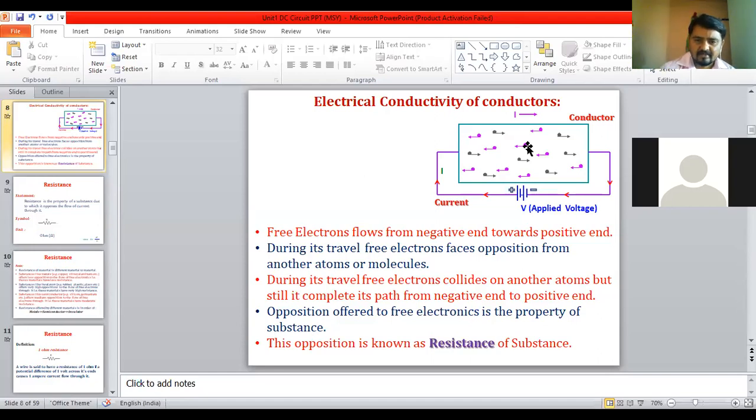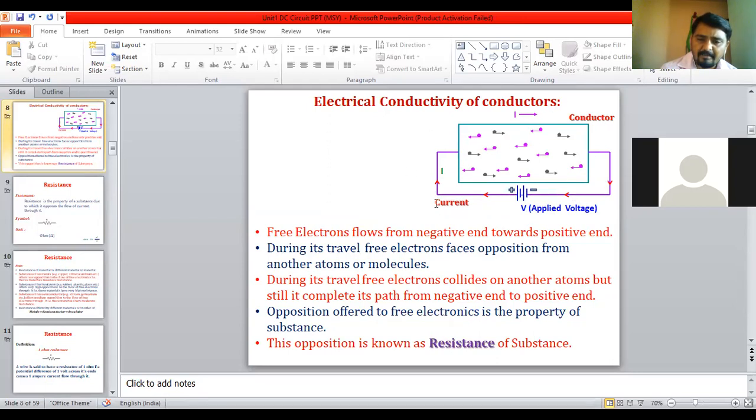Suppose we take any one wire; inside it some free electrons are there. So we have to pass the current. Once we apply the potential difference or applied voltage, the electromotive force is applied. Because of that force, all the electrons will create a path from positive to negative.